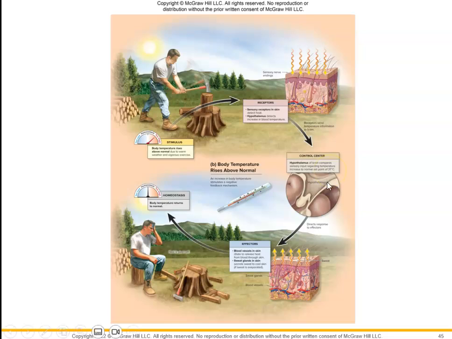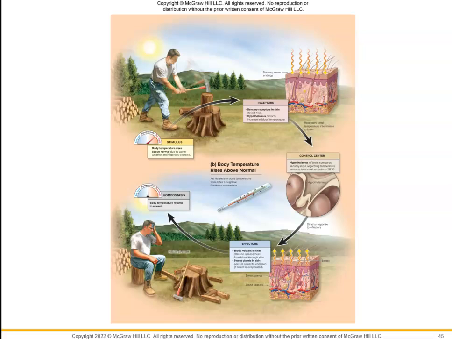Well, what's going to happen? The hypothalamus says, all right, guys, we got to start doing something here. Temperature's too high. We got to bring it back down to normal. So blood vessels in the skin are going to dilate or get bigger. So that allows more blood to flow out to the skin, and the heat can then dissipate through the skin. It's going to cause the sweat glands in the skin to start secreting more sweat. And when that sweat evaporates on our skin, it cools it.